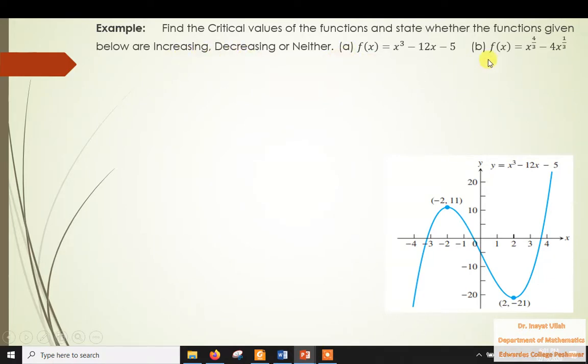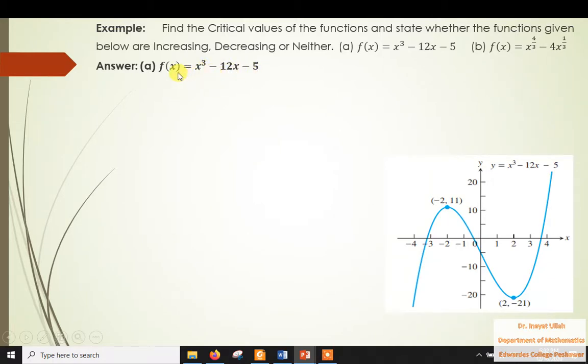I have taken two examples, example A and example B. First of all, example A: x cube minus 12x minus 5. This is the graph of that function which is given in your book. You don't need to draw the graph, you just need to understand the idea. So that is the function. We need to find the critical values of this function. How can we find the critical values?